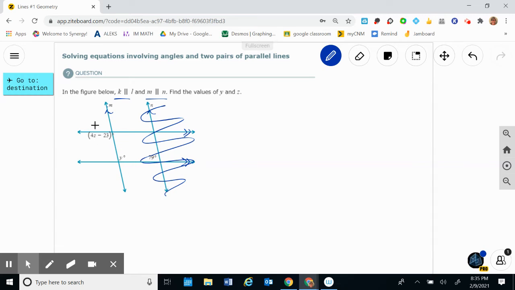Look at this piece. Do you guys see that this is congruent to that? Okay, that's great, except look, that's got a z and that has a y. So even if I made an equation, y equals 4z minus 23, I can't solve it yet because I have two variables. I can't solve it with two variables. So you're like, okay, what do I do now?